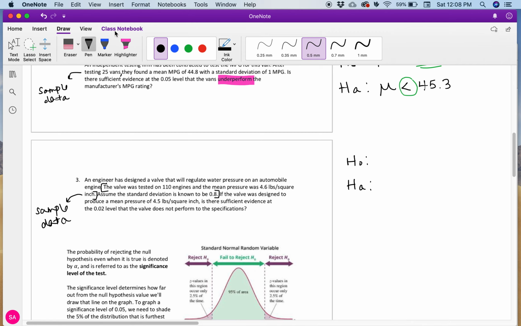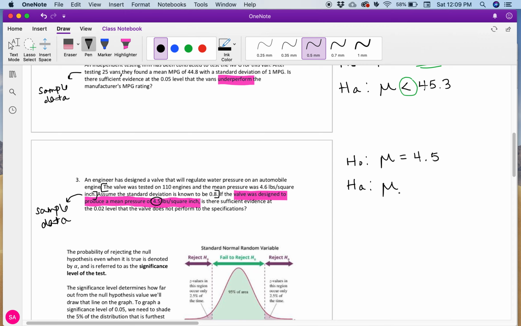Okay, here we go. This is what I was looking for. If the valve was designed to produce a mean pressure of 4.5 pounds per square inch, is there sufficient evidence at the 0.02 level that the valve does not perform to the specifications? Okay, so keyword, the valve was designed to. If anything's designed to be a certain way, we naturally are going to assume that it works at that level. So the number for our null hypothesis is right here, 4.5. So for our null, we assume that mu is equal to 4.5.